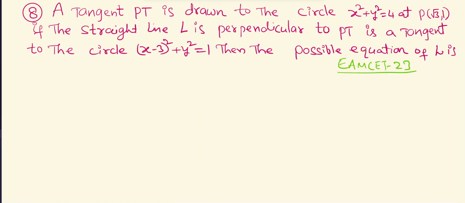This is the 8th question from circles, a TS EAPCET 23 question. A tangent PT is drawn to the circle x squared plus y squared equals 4 at P (root 3, 1). If the straight line L is perpendicular to PT and is a tangent to the circle (x - 3) squared plus y squared equals 1, then the possible value of L is.